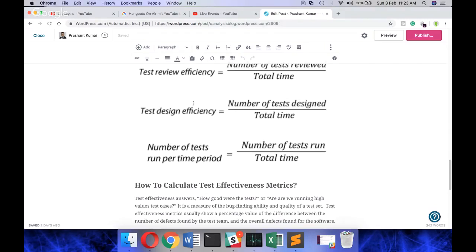Number of tests run per time period. Number of tests run divided by the total time taken for test execution will give you an idea of the per test case execution time.